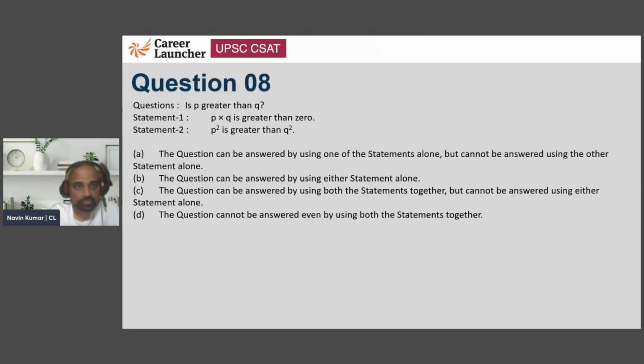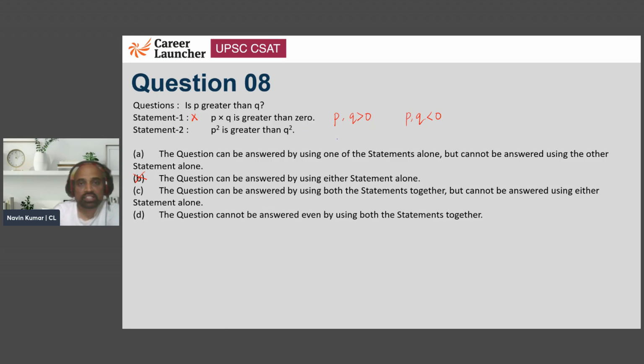Okay. Next one, data sufficiency. Is P greater than Q? First statement says P into Q is greater than 0. So P into Q is greater than 0. So P and Q, they both can be positive. P and Q, they both can be negative. Which one is larger, which one is smaller, we have no idea. So from the first option it will definitely not work out. Okay, so B option cannot be our answer.